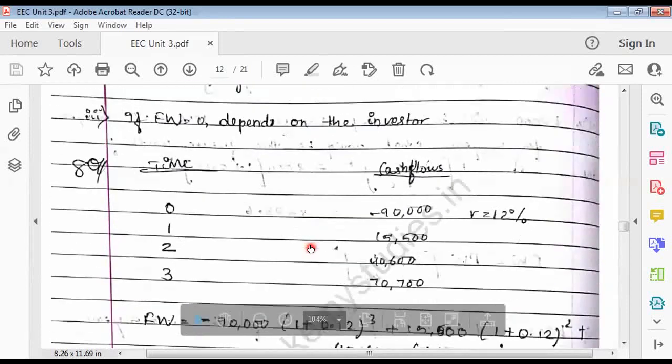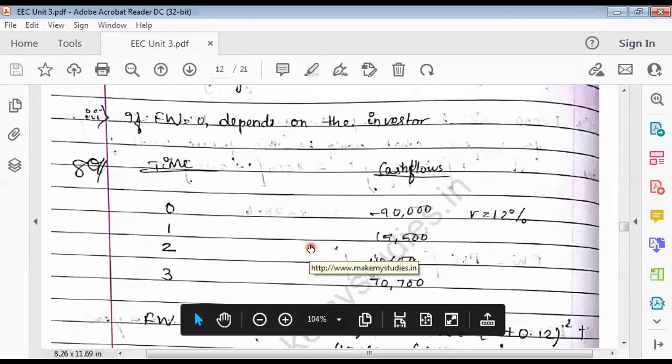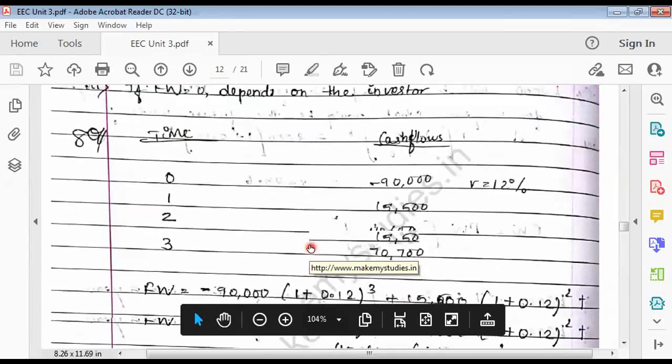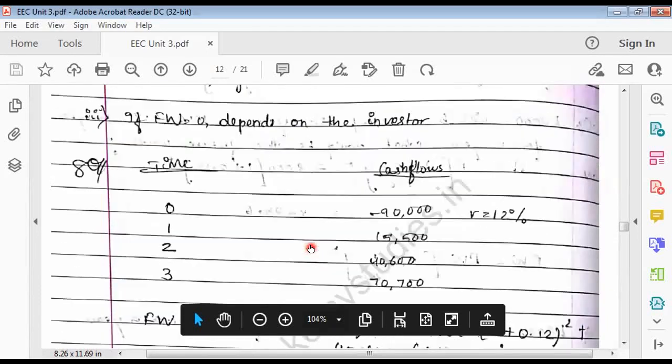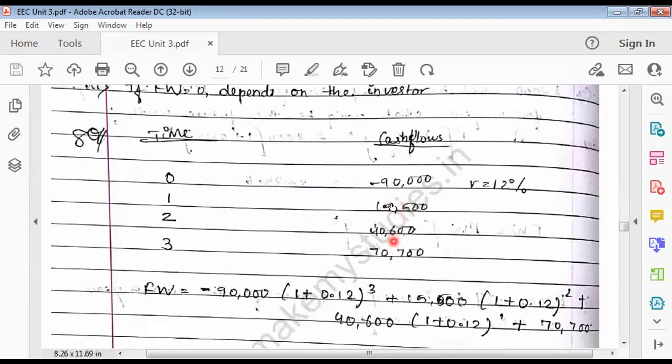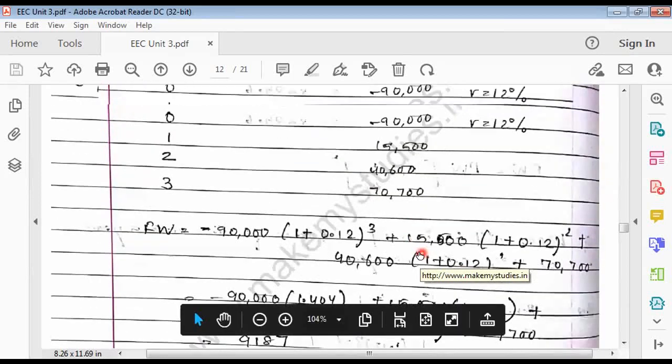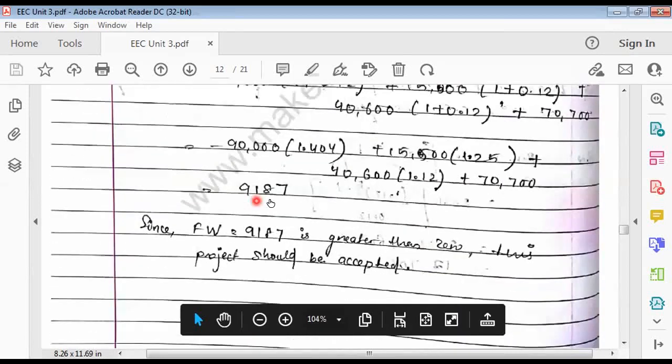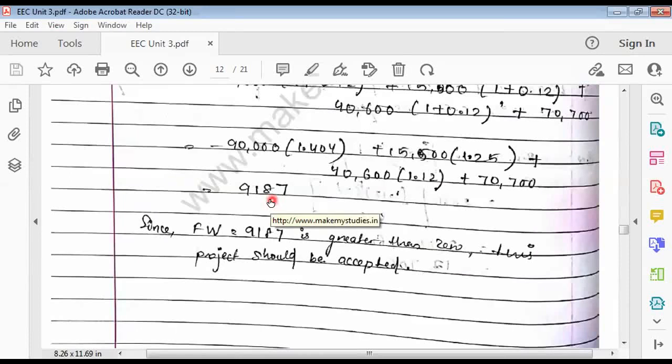I hope you have understood these two numericals. Questions number 8 and 9 we have already discussed; more or less they're the same. The only difference is that in question number 8 the returns are different: in 3 years, 15,500, 40,600, 70,600. So there is no scope of applying the second formula. Only the first formula can be used to find the answer, and it was 9187, positive. So as per the decision rule, you should accept this one.